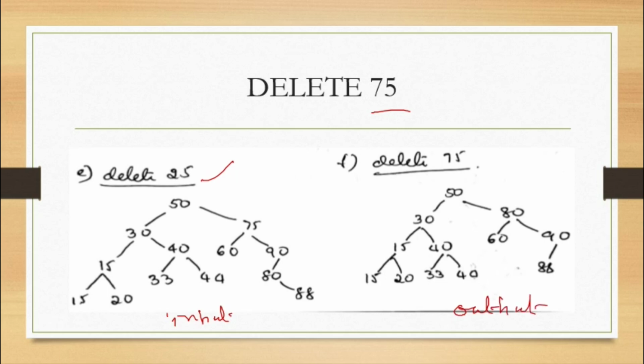Okay, so the last one was the two children case, deleting when two children are there. Now here 75, let us see what to do. Of course this is also the same case where two children are there. So when two children are there, what you are supposed to do according to the rules is take the slightly bigger element in the right subtree. So you have 80, so you have to replace 75 by 80.